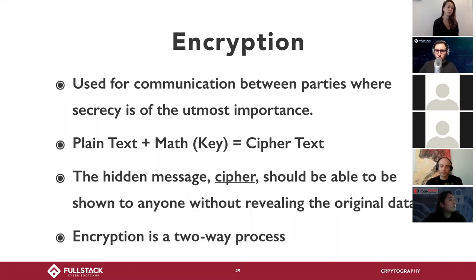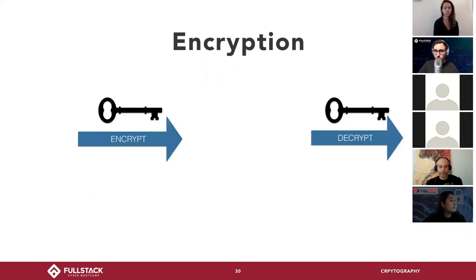Encryption is a two-way process. What does that mean? That means that we should be able to lock up the safe, hand the safe to someone, and then they should have another key to unlock the safe at the other end of this channel, who can decrypt it. So there's two things that have to happen. There needs to be somebody who can encrypt and someone who can decrypt.